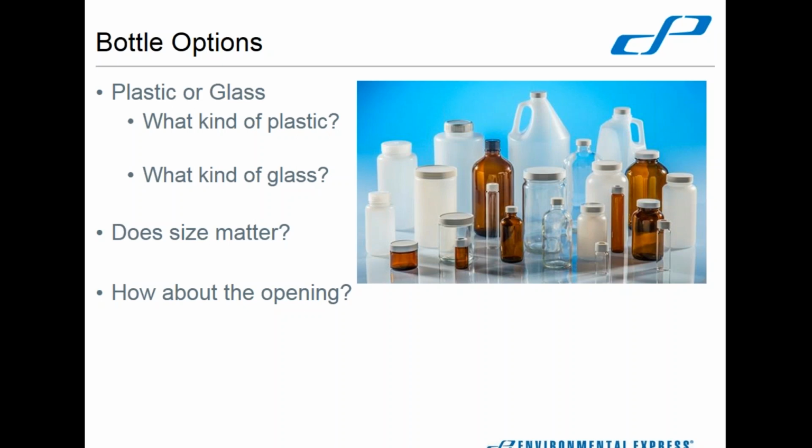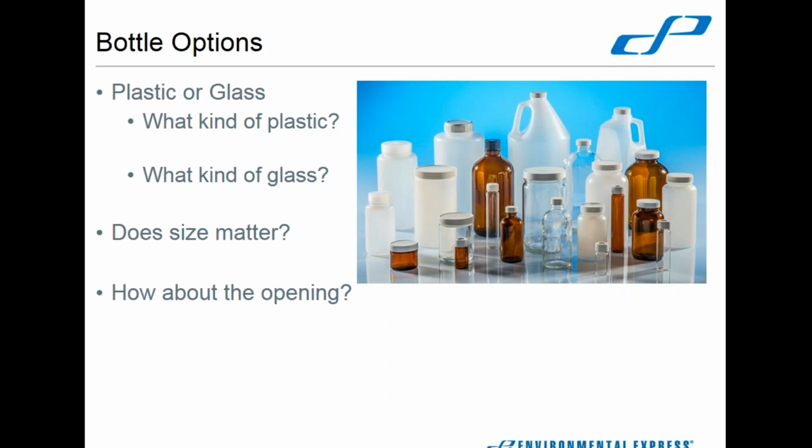There are some requirements, however. Some samples have to be done in glass. Some samples have to be done in plastic. Fluoride, for example, cannot be collected in a glass bottle. Organics cannot be collected in plastic bottles. You do have to pay attention to certain ones. Oil and grease, we'll talk about that one a little bit later, has to be done in a glass bottle.